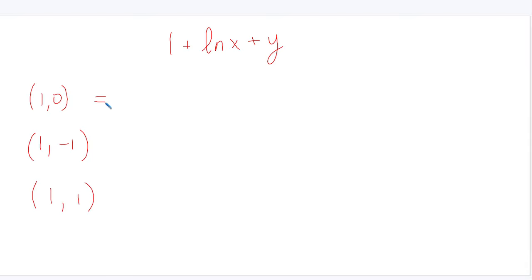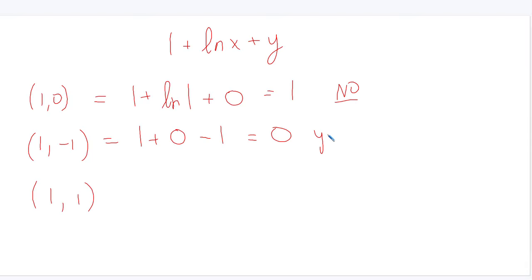So when we test this out, we end up with 1 plus the ln of 1 plus y. The ln of 1 is 0, so this is equal to 1. That does not make the numerator of our derivative 0, so that one does not yield a horizontal tangent line. The second one, in fact, we're going to have a 1 plus a 0 for all of these, right? Because the ln of 1 is going to be 0 for all 3 of them. And then we're going to subtract the 1 for the y, which gives us 0. So that one does seem to work. And then our last one will be 1 plus 0 plus 1, which is 2. And that one clearly does not work.